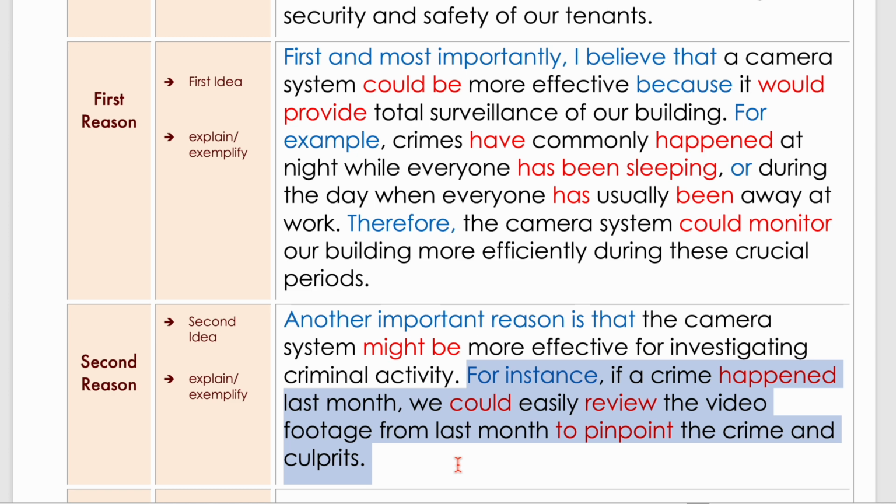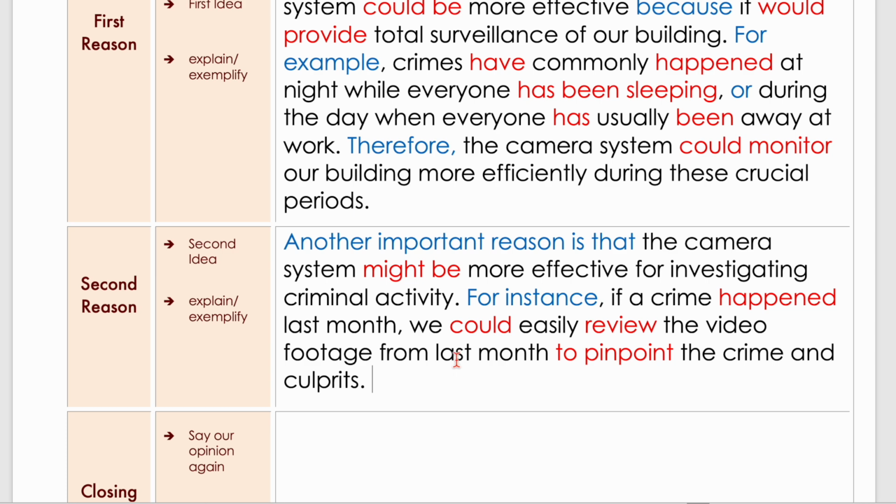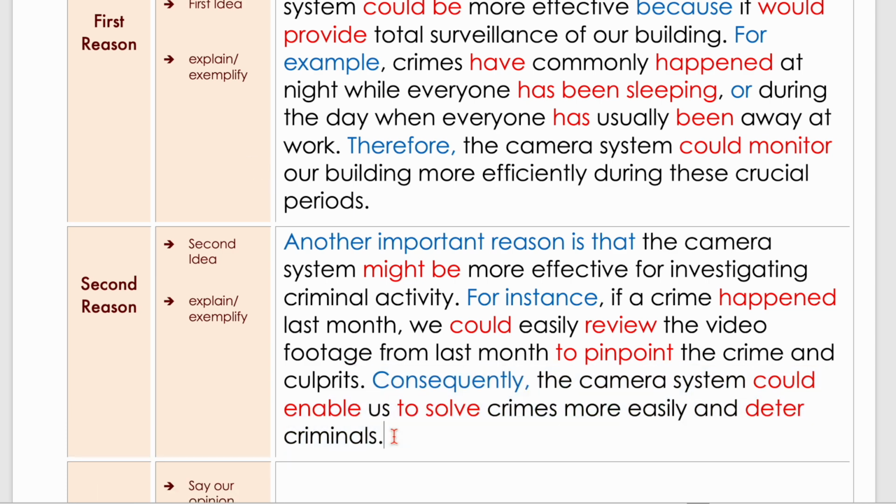So very strong sentence here, okay? Very strong in terms of its grammar and its vocabulary. And very good. We gave an example of what we mean by more effective for investigating criminal activity. And now let's explain. Consequently, the camera system could enable us to solve crimes more easily and deter criminals. Okay, so this sentence is not as strong as the previous one, but it still is strong.